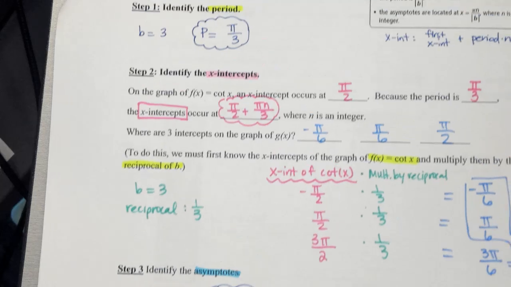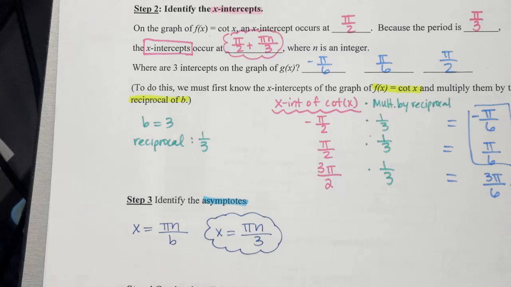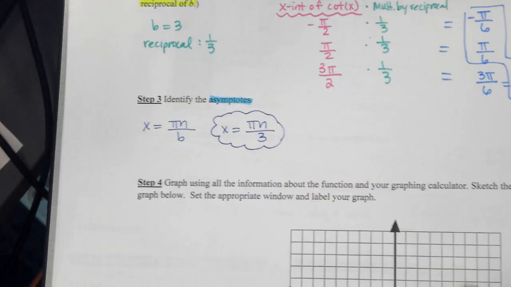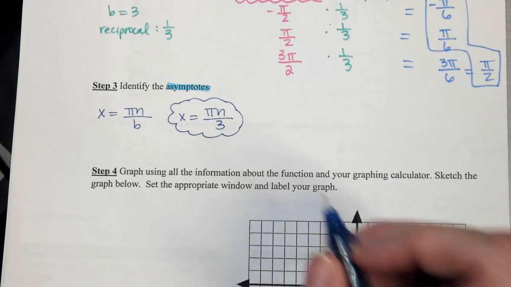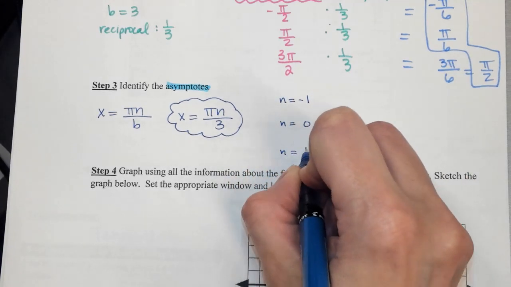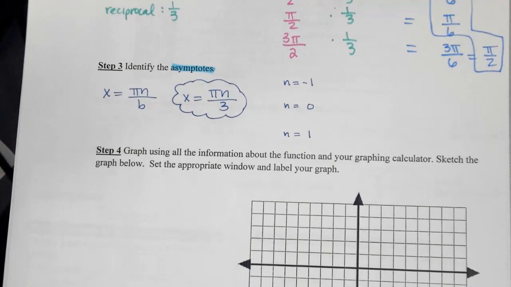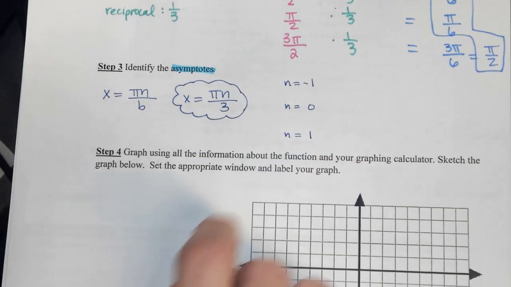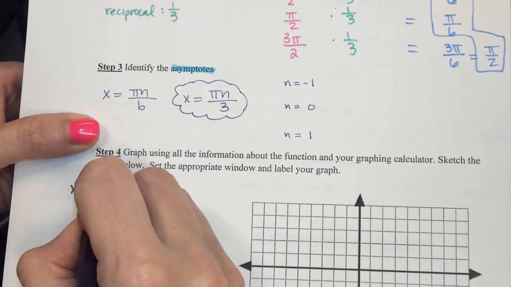So when you're doing this, you're going to have the period, you're going to have the x-intercept equation, and then you're going to have the asymptote equation. What I'm going to do is use this space here to find the values. So we're going to plug in n is 1, n is 0, n is -1, and +1. So can you guys plug those in and find your 3 asymptotes that we're going to put on the graph? Then we're going to gather our data, and we're going to determine our scale.